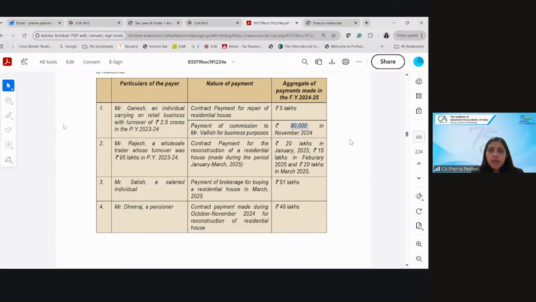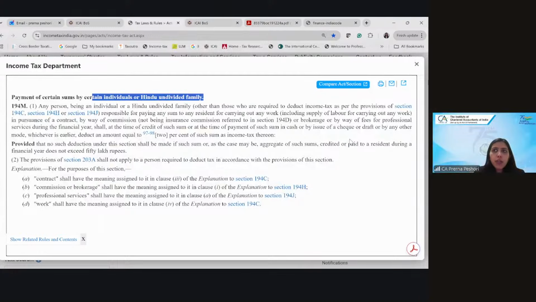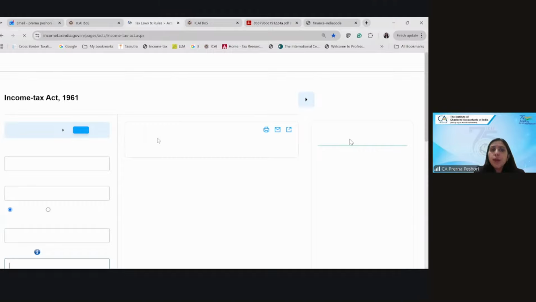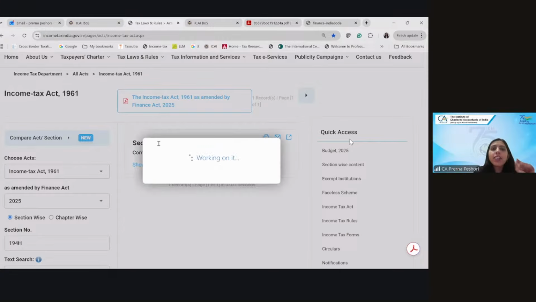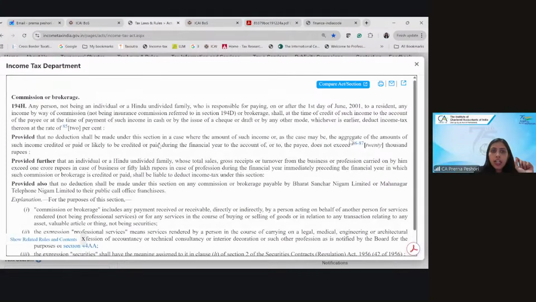So then in 194M also, commission is there, ma'am? Yes, commission is there, but see, if you're not covered by 194H, not because of personal purposes, but because your turnover is less. If you go back to 194H, there is no exclusion for personal purposes. That is only there in C and J. It doesn't exclude any personal services.